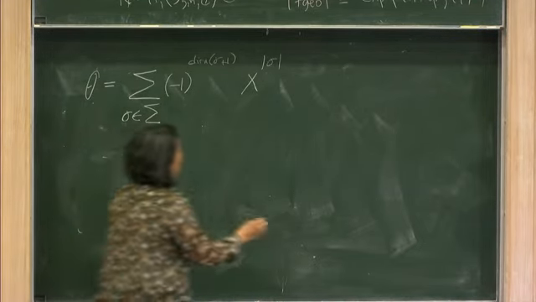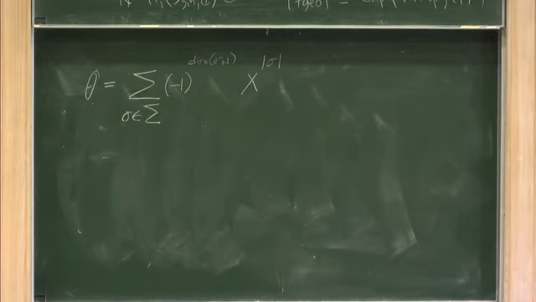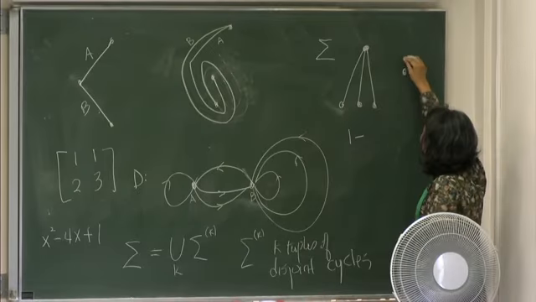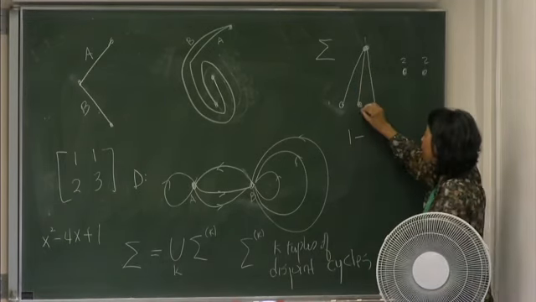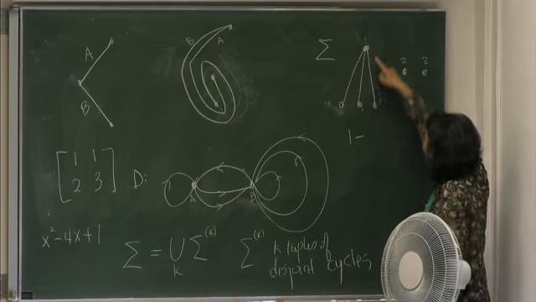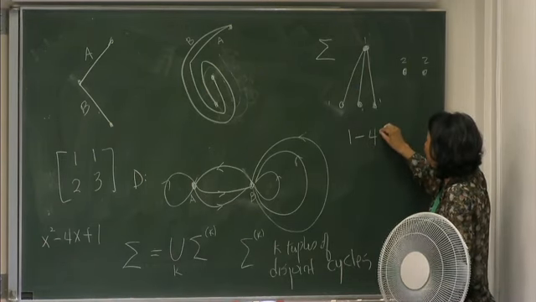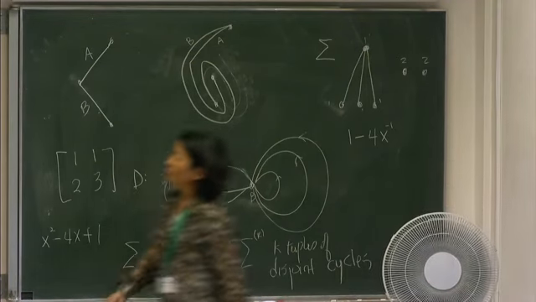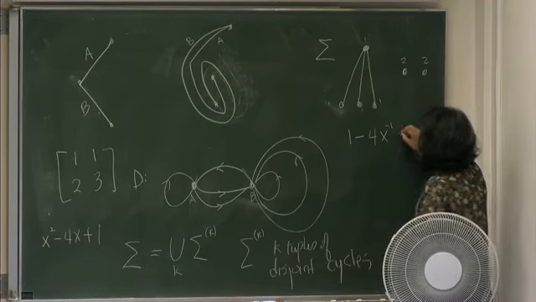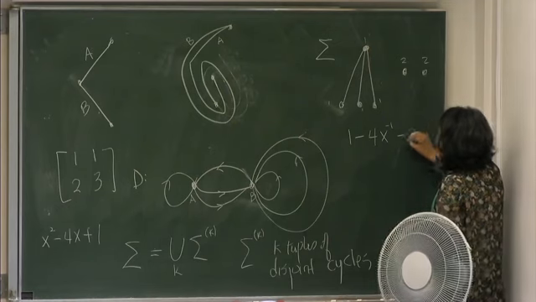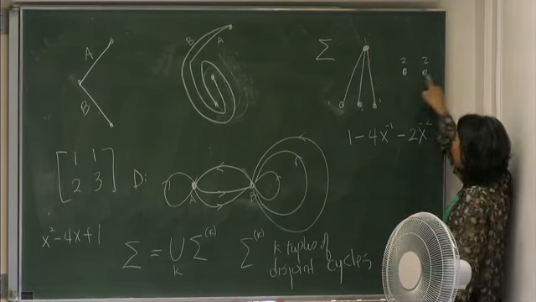Okay, so in this case, in the example, what do we have? There's 1 for the empty complex. There's 1, 2, 3, 4, 5, 6. But this one has 2, these ones have 2 vertices, and these all have 1 vertex. So you have 4 of these with just 1. That gives you 4x to the minus 1. This should be a minus. And then minus 2x to the minus 2 for these 2.